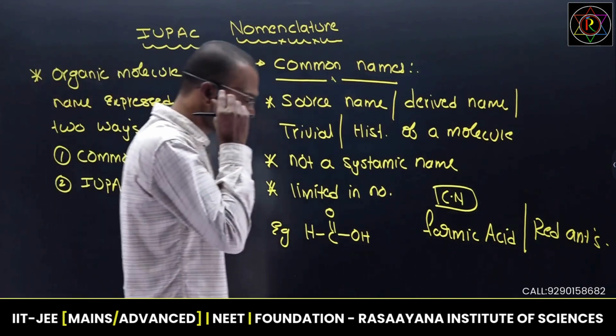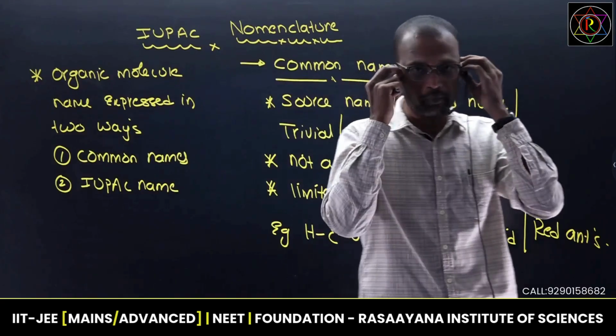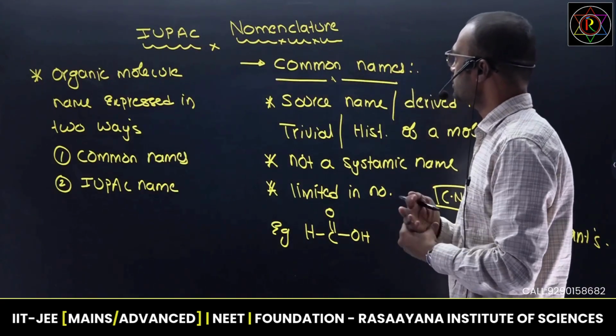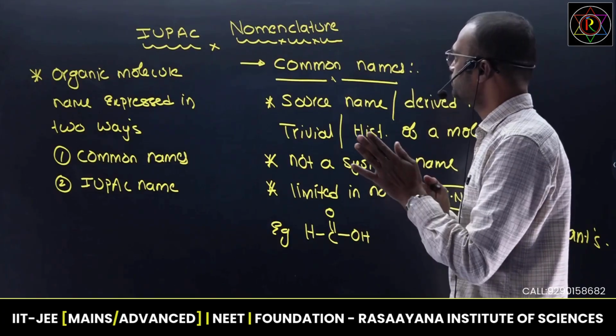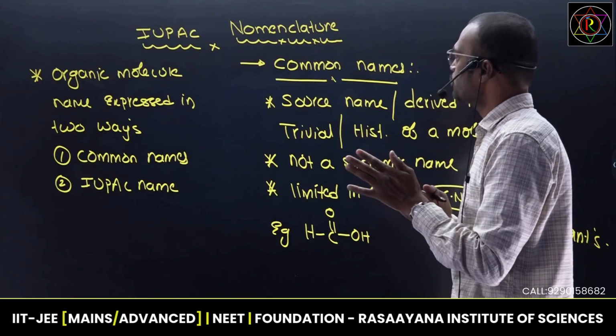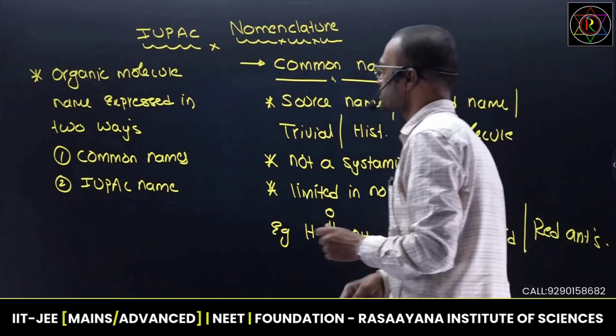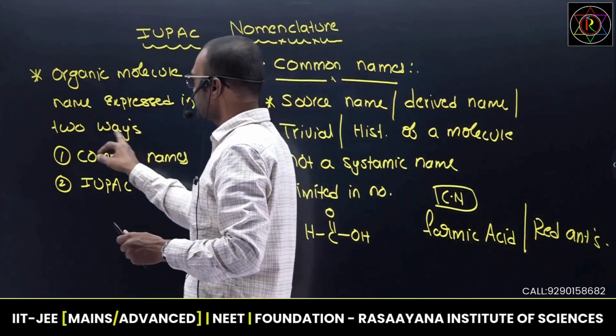So now I'm going to revise everything in one place so that I can apply the 5 rules at a time. Just a short revision. IUPAC nomenclature. Generally, if you want to give the name of any organic molecule, it is possible in 2 ways. Only 2 ways you can give.